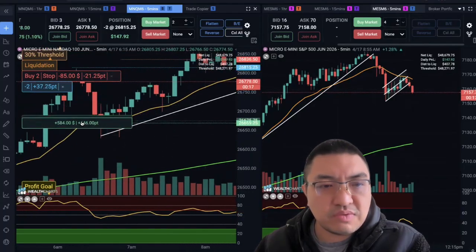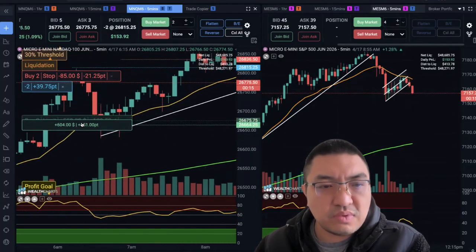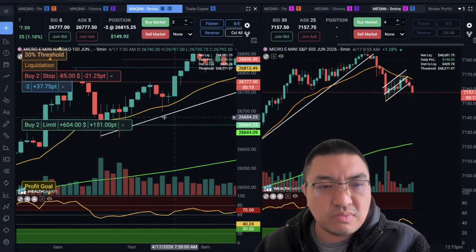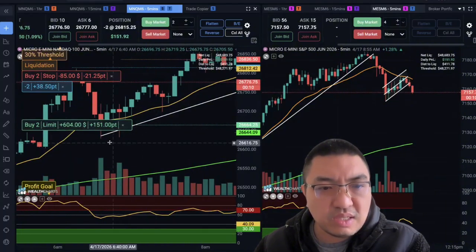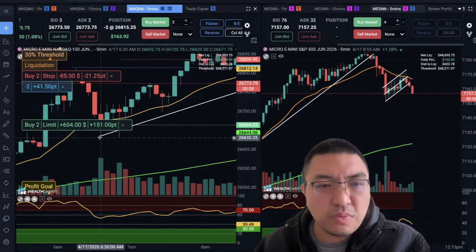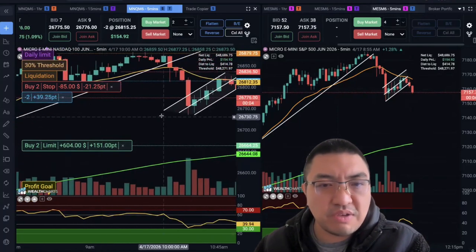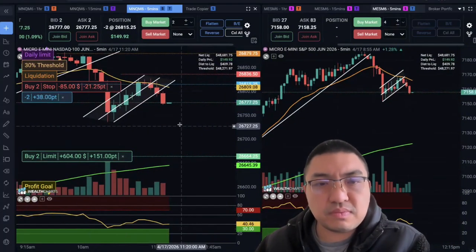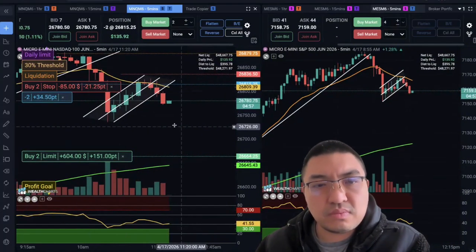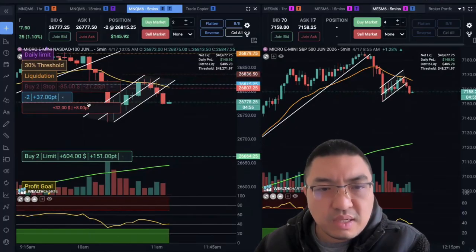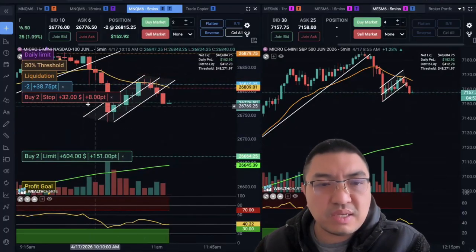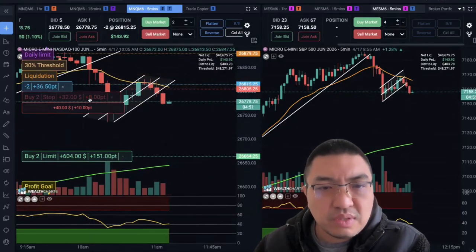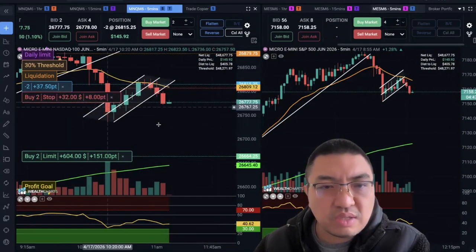Not sure if so. Here is already the opening low. Opening low. Not sure if it will retest to here. Okay, I guess I can move my stop loss here. At least I make 32. Yeah, just 32 is fine. This is EMA 21.